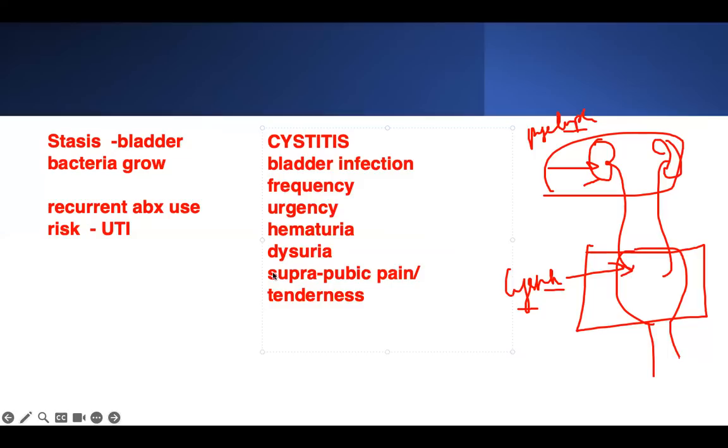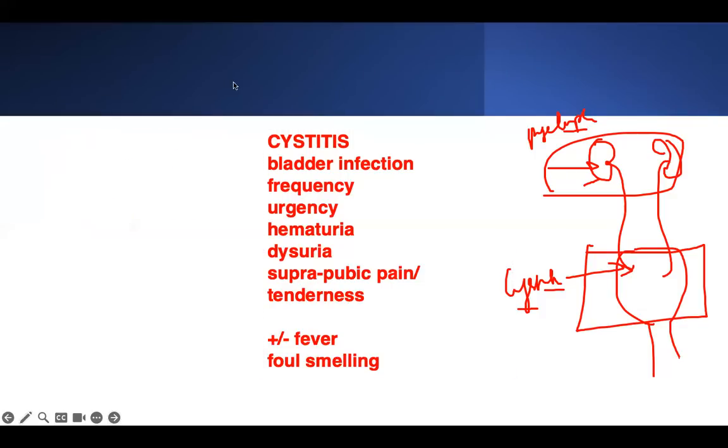You may have fever. So I would say plus or minus fever. Usually you don't get systemic features, but you may have it. The urine is going to smell, foul smelling urine. So those are the features you should be looking for when they give you a case of bladder infection: frequency, urgency, a little bit of blood, suprapubic pain and tenderness. And then they may have fever or the urine will look nasty, right? So those are the features you should see.